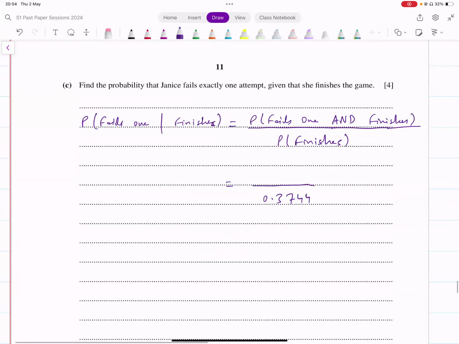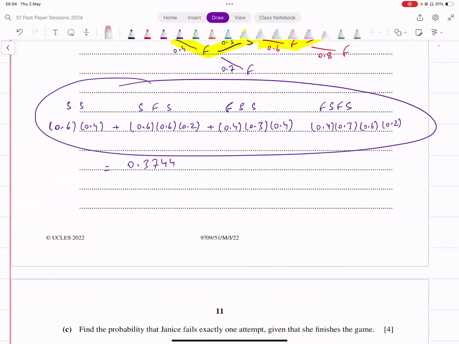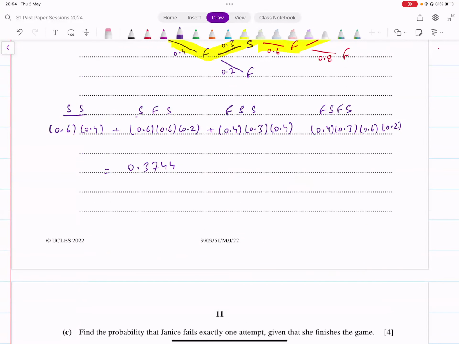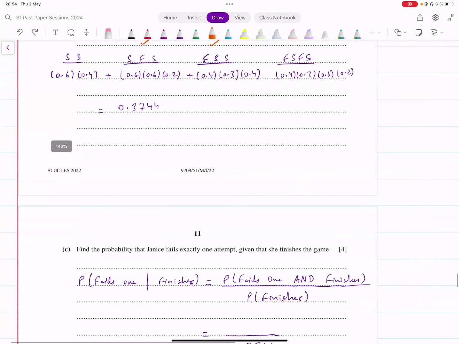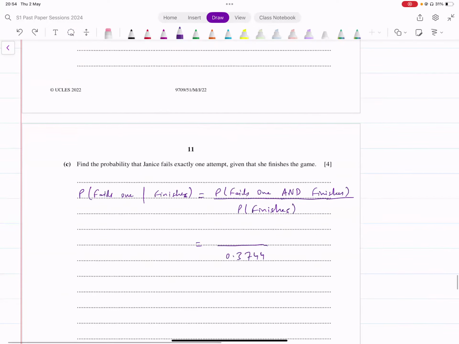Now, what about the numerator? That she finishes the game, and while she finishes the game, she fails exactly one attempt. Now, look at these four cases that we had. They're going to be helpful here for us since we wrote them down. In how many of these is she failing exactly one attempt? In the second case and in the third case. We just consider these two cases for the numerator here.